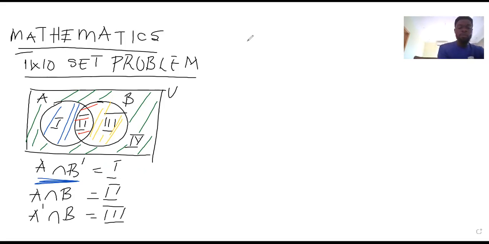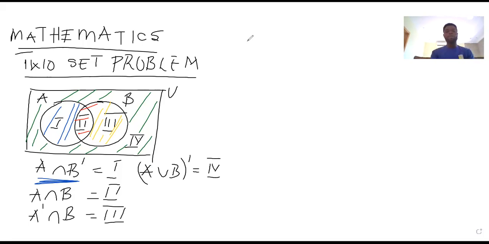That is members in A. Sorry, members in B only. Good. And then my region 4 will give me A union B complement. That will be my region 4.